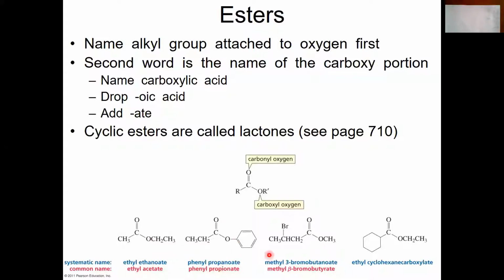This is a phenyl out here. It's a benzene directly connected to the leg of my oxygen. Phenyl propanoate, because there are 3 carbons in what used to be a carboxylic acid. Since these already have names given, we're not going to talk through any more of them, but there they are for your viewing pleasure.